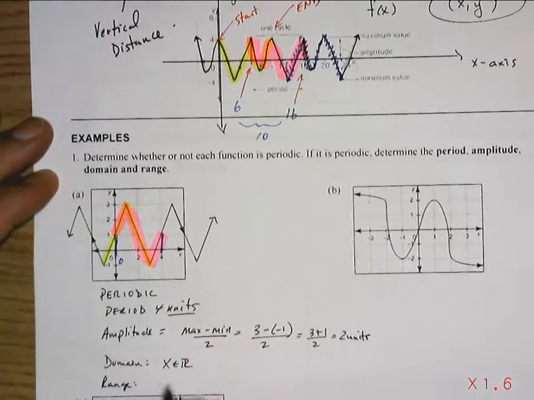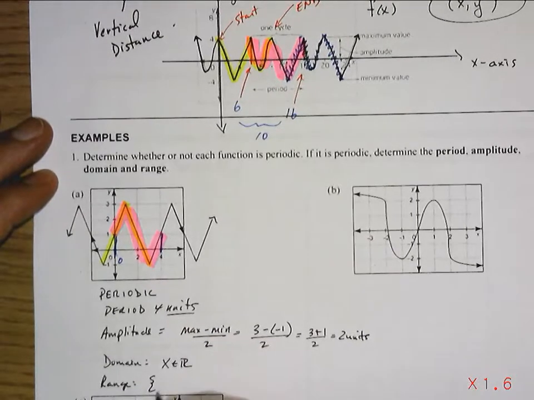Now remember how we do that. We do a brace bracket, and we're going to say, I forget how I taught it to you, but I think the easiest thing to do is to say the lowest value.